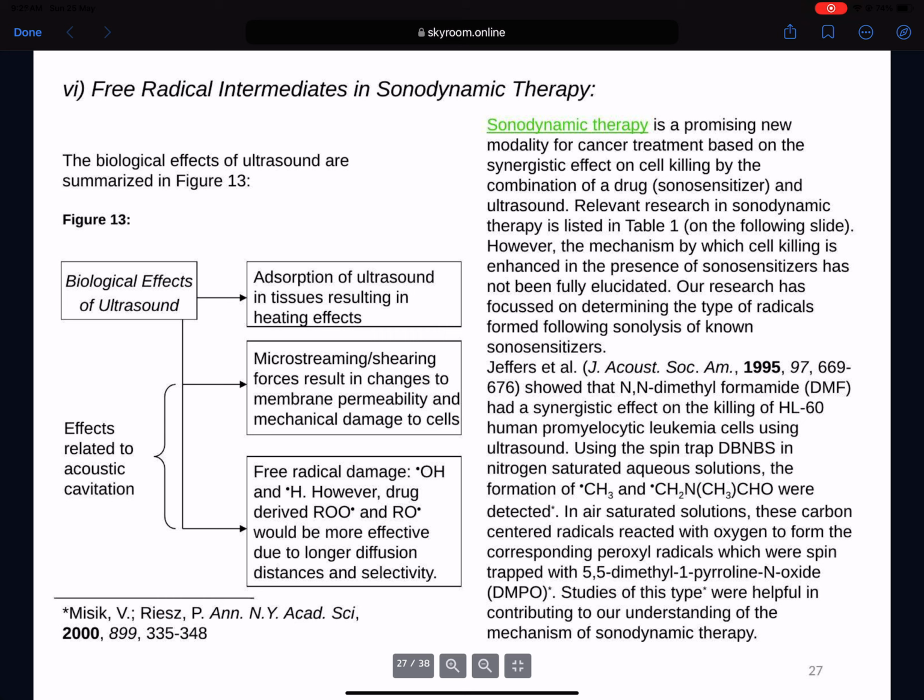Do you remember yesterday we talked about photodynamic therapy? Does anybody remember that? If you remember, just let me know what it means, photodynamic therapy. Can anybody explain to me what photodynamic therapy means?